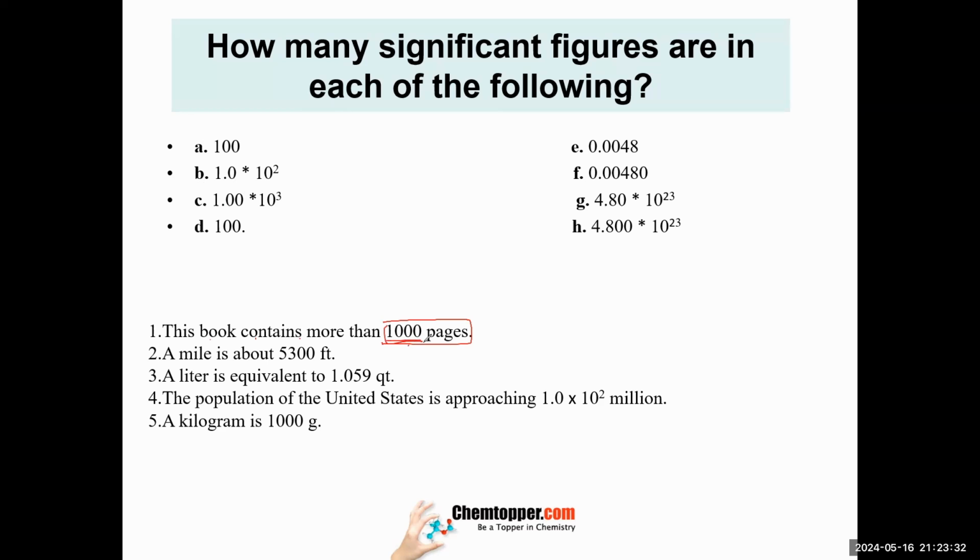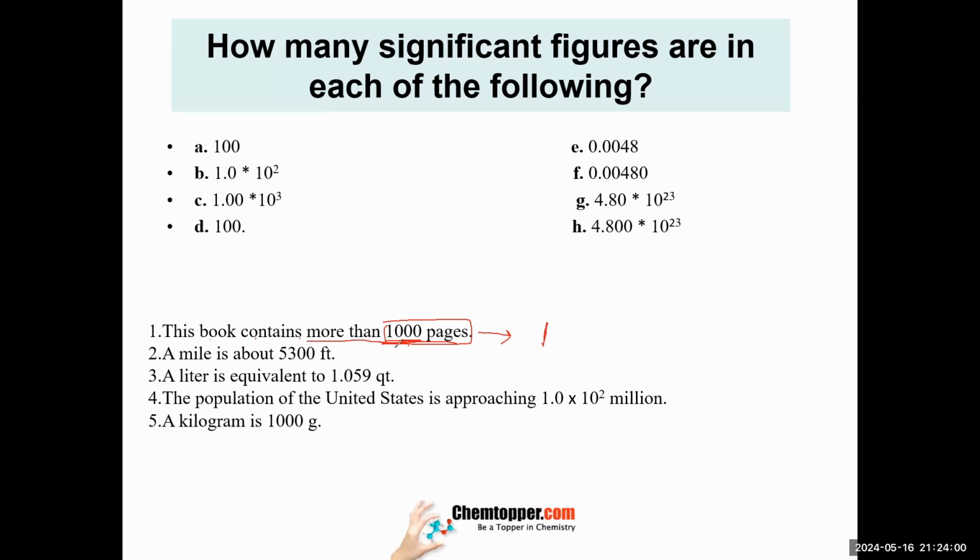Is there any decimal here in this number? No. What are these zeros? Trailing. So how many significant figures here? 1. Now you can ask this question: if it is a counted number, then why are you taking one significant figure? For counting, there should be unlimited significant figures. But this counting is not exact.